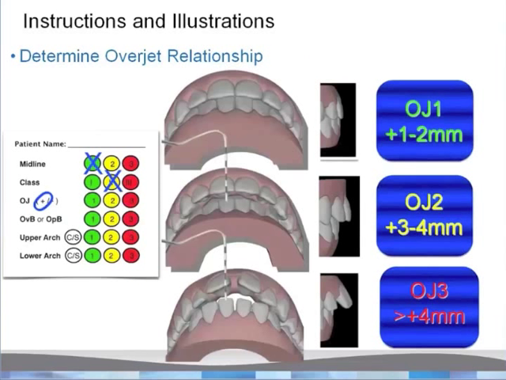So if we look at the middle picture on your screen, if we're making that live assessment on this patient, it is indeed a positive overjet. So you circle the plus sign, and then you make your millimeter calibration. It is less than 4 millimeters. So that would be an overjet of 2, positive overjet of 2.